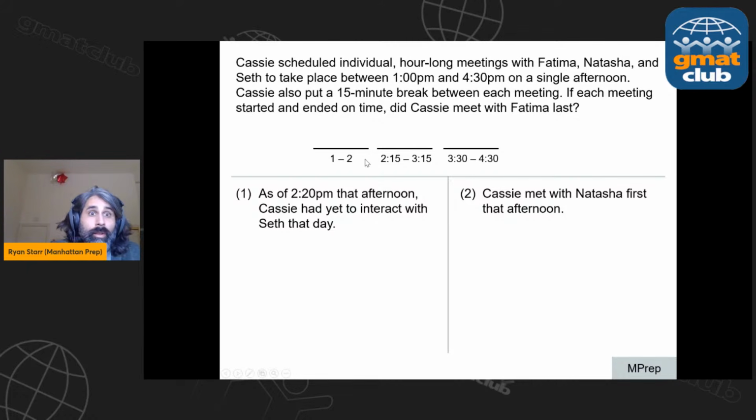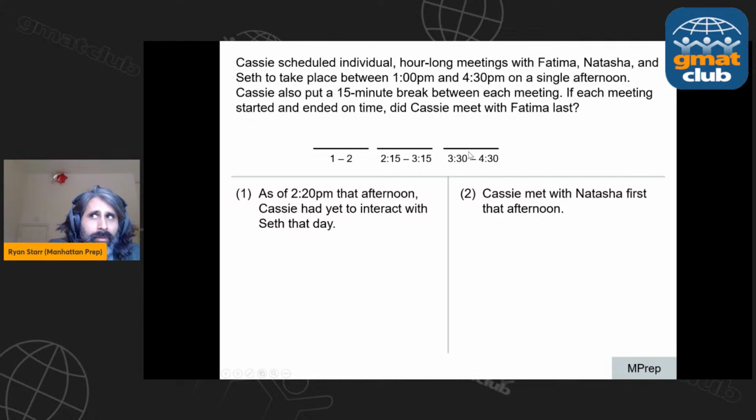All right, this is an ordering one. Get these times and these time slots out. When we look at statement 1, we find out that as of 2:20 p.m. this afternoon, so right 5 minutes into the second meeting, Cassie had yet to interact with Seth that day. Now, what does that tell you? She hasn't interacted with Seth by this point, so she couldn't have met with Seth here. And she can't be meeting with Seth as of 2:15, because then she would have interacted with Seth by 2:20, presumably, or that's the most awkward 5 minutes of a meeting ever. And so Seth is going to have to go over here in the last slot.